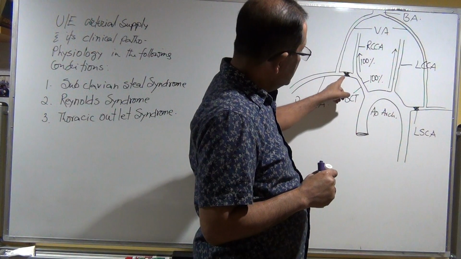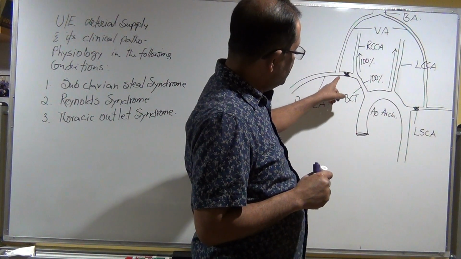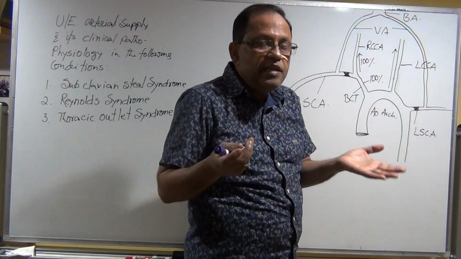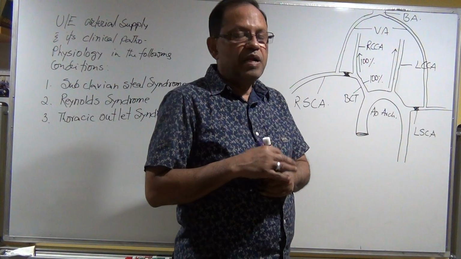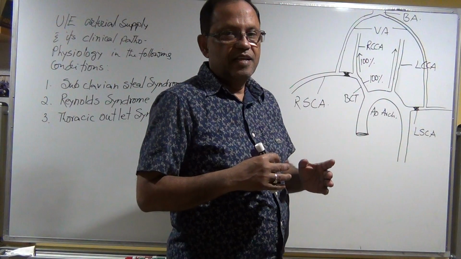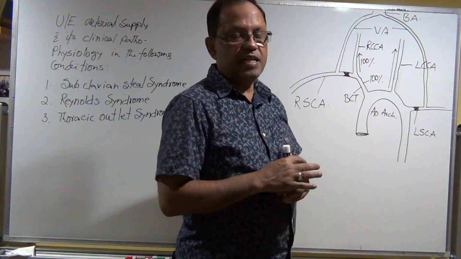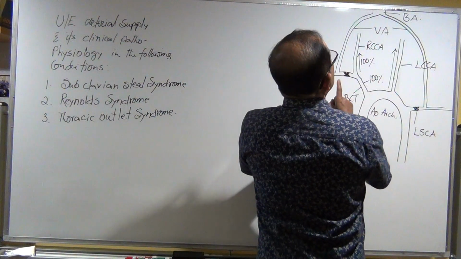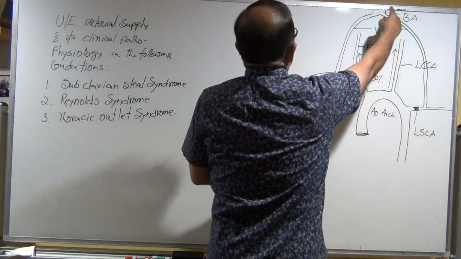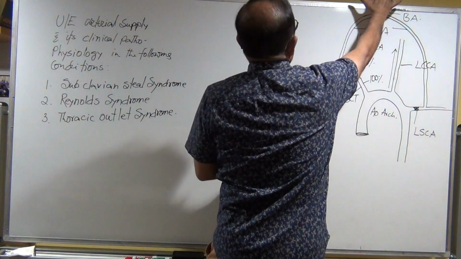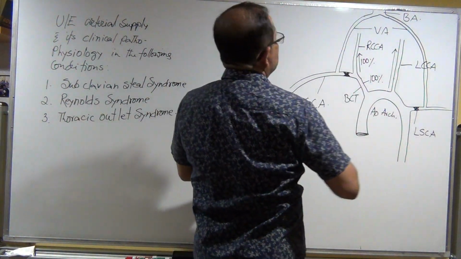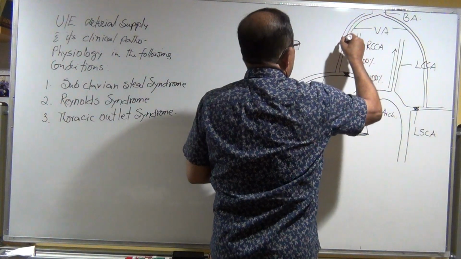And if the vertebral artery is not getting blood from the subclavian artery, then the circle of Willis will be deficient in blood, right? Yes, it is. But this vertebral artery, instead of supplying blood to the circle of Willis, will steal blood from the circle of Willis and will have the reverse flow, the retrograde flow.